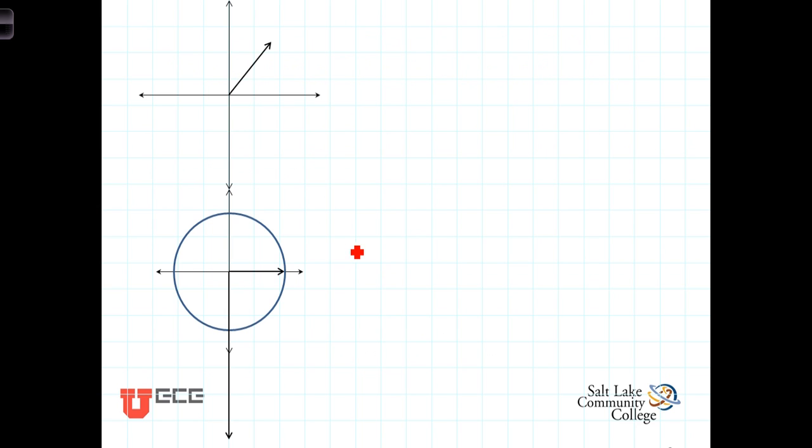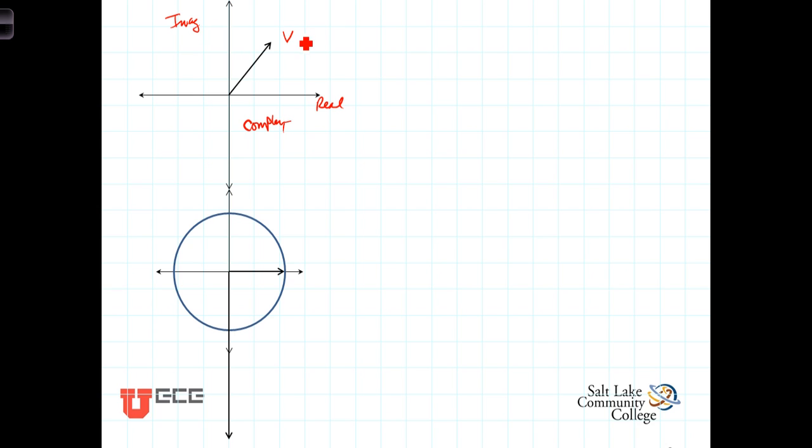So here we are again in the complex plane, where we have a real axis and an imaginary axis. And we know that we can represent points in this plane. Now, we're going to be using a complex number to represent a voltage. So let's now just start out with a complex number.